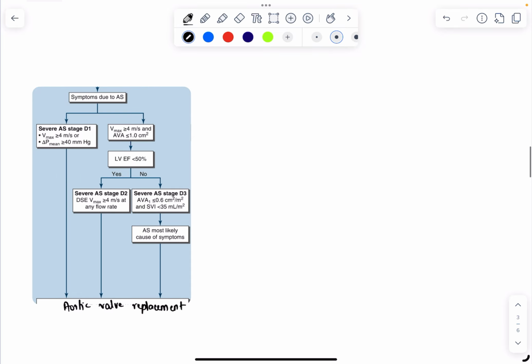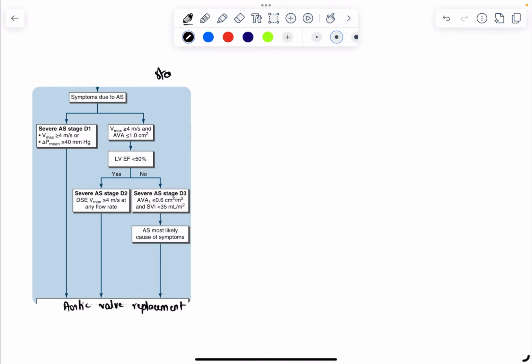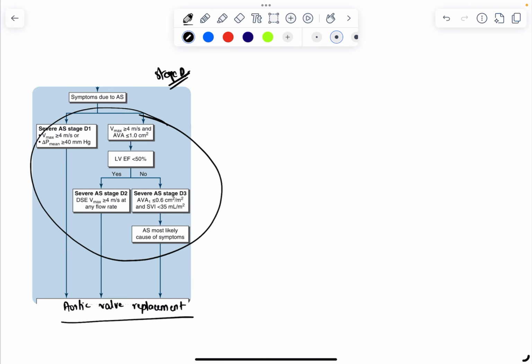If the patient is symptomatic, it means the patient is automatically in stage D, right? And if the patient is symptomatic, then no need to remember the other things, just straight away go for aortic valve replacement.